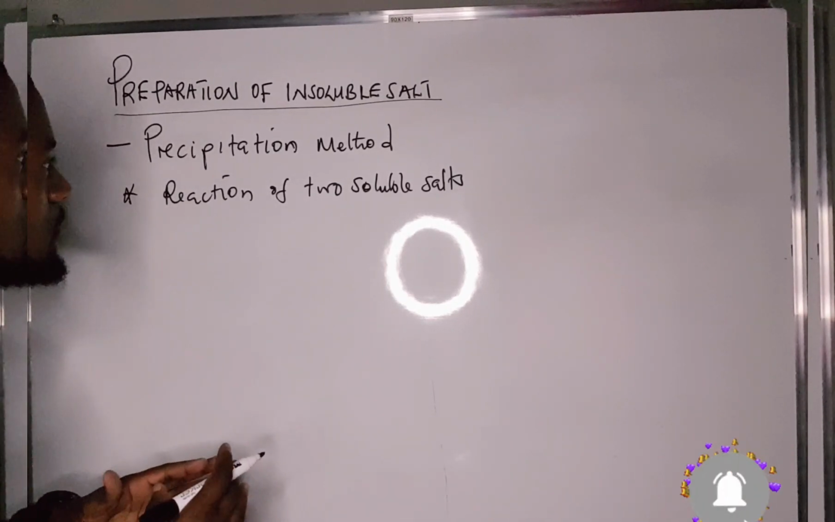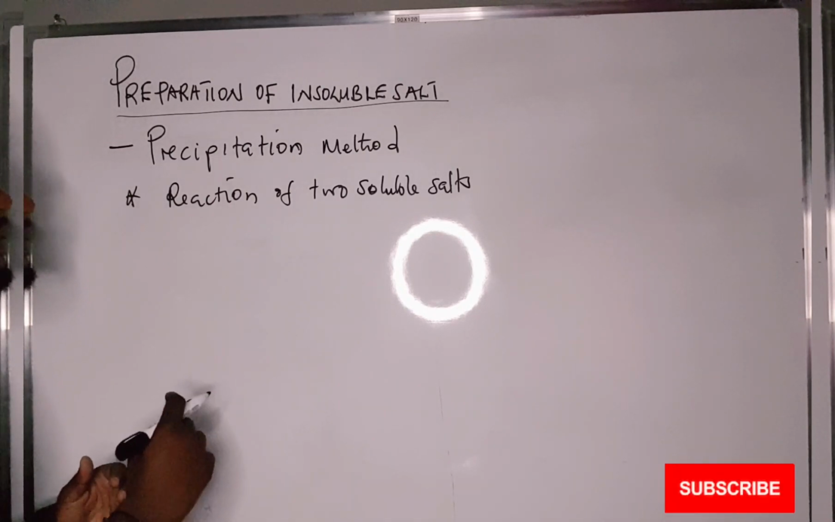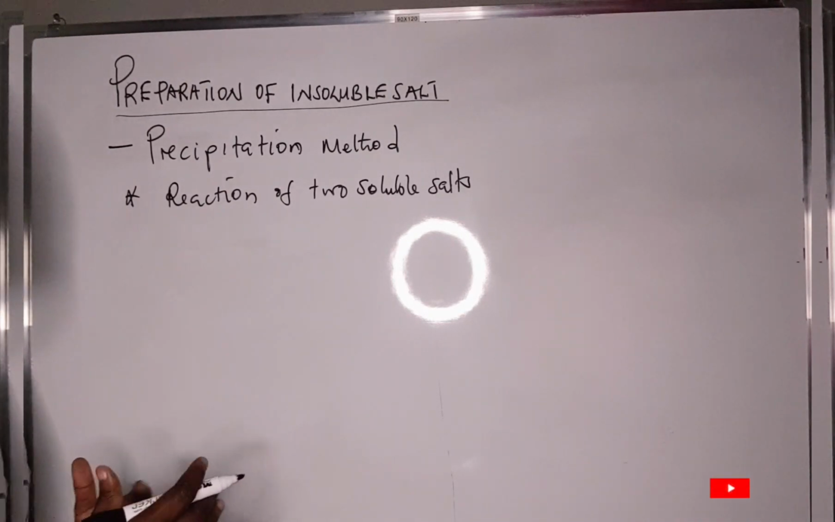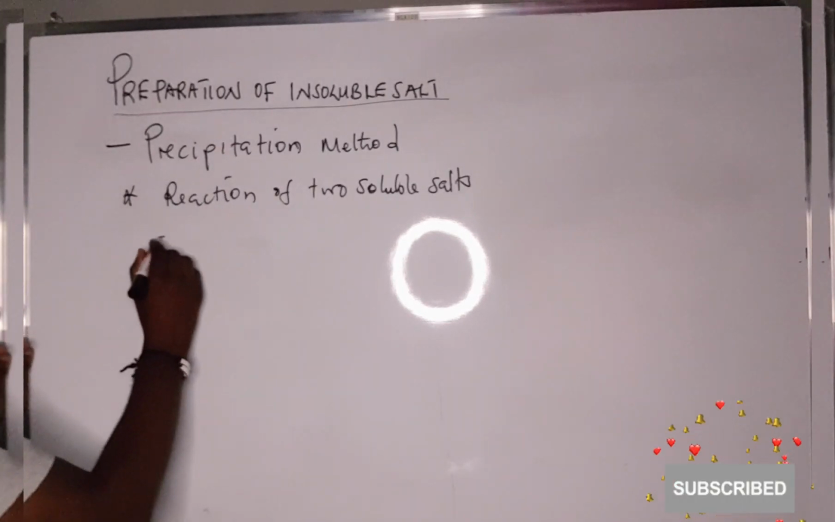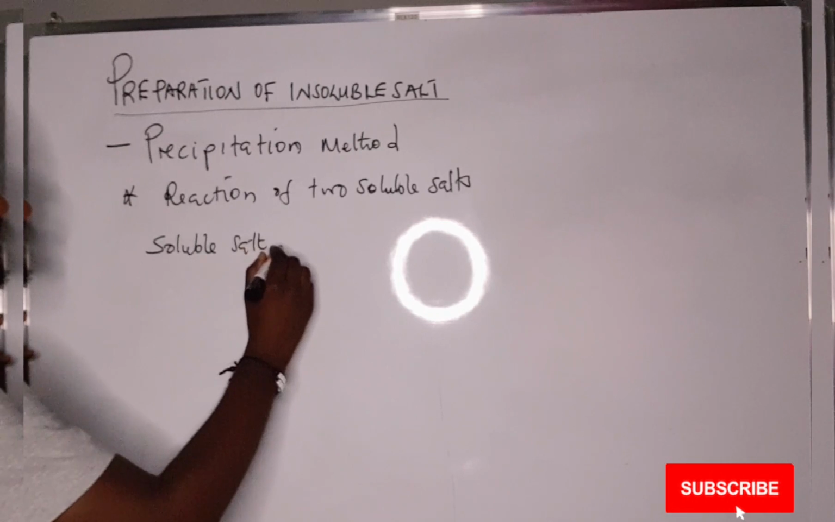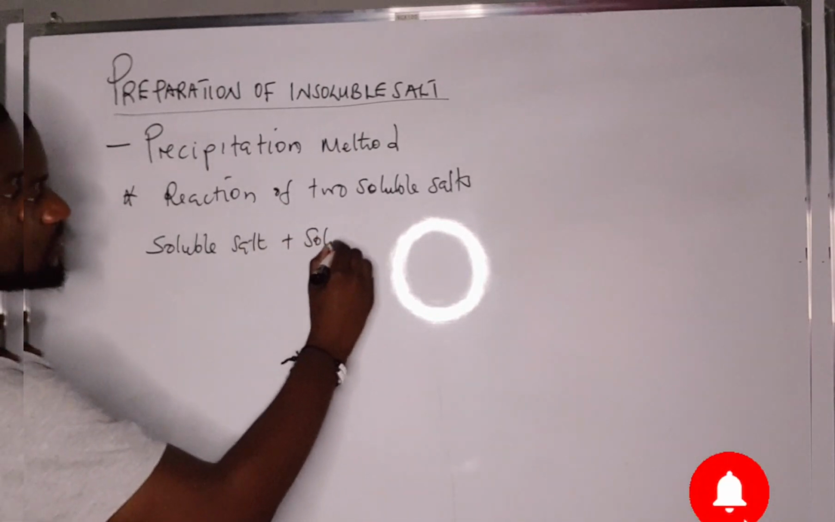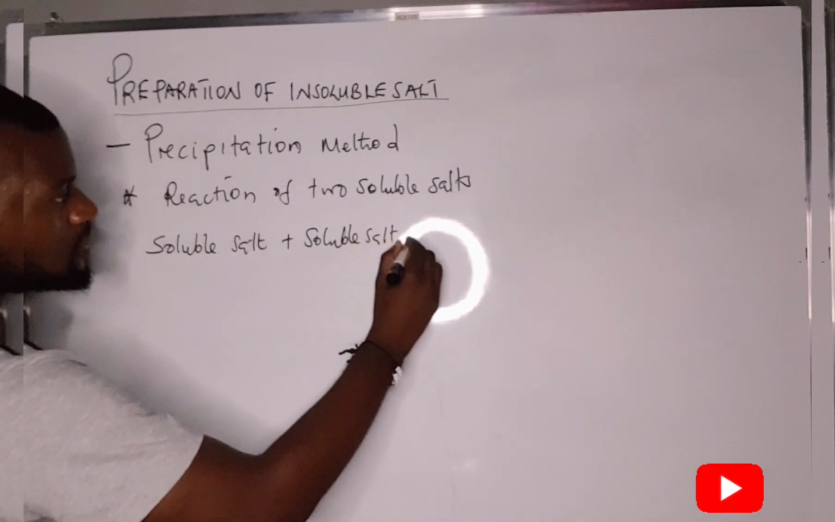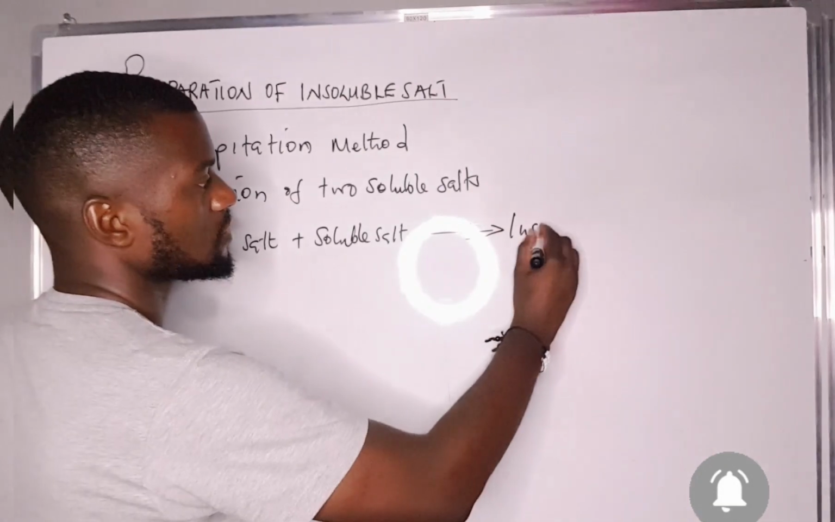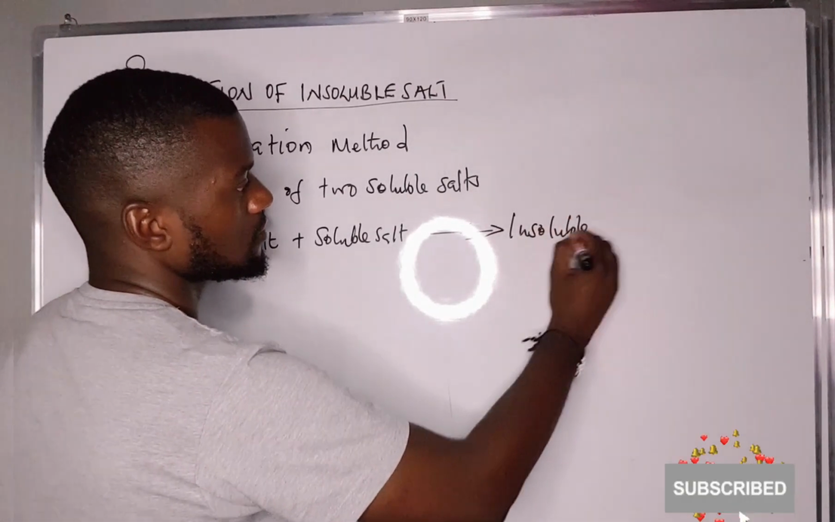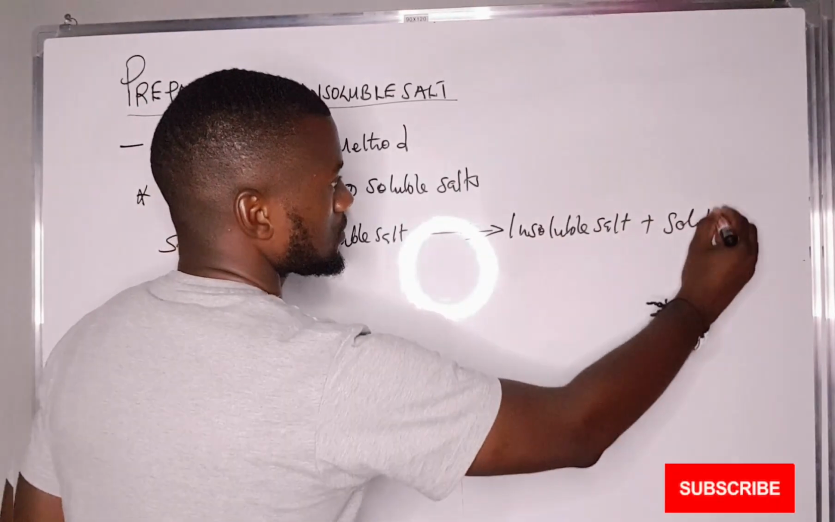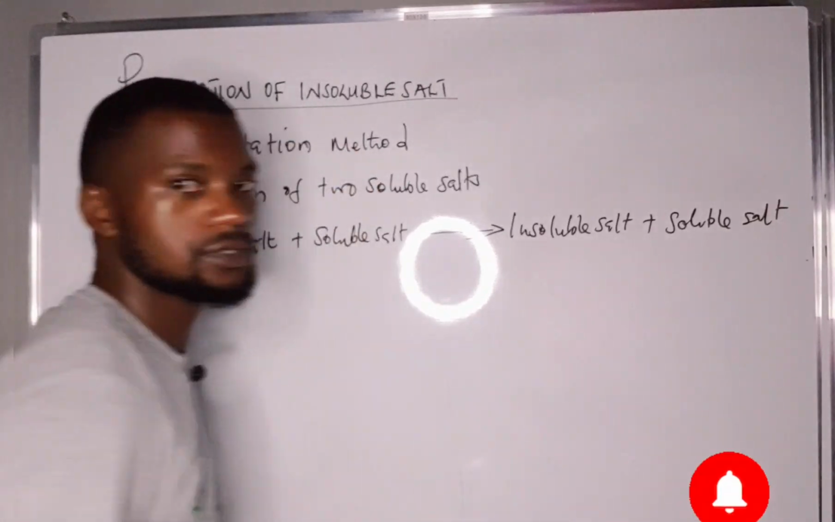So in this case, reacting two soluble salts will give you an insoluble salt and a soluble salt. So we are going to have a soluble salt reacting with another soluble salt to give us an insoluble salt and a soluble salt.